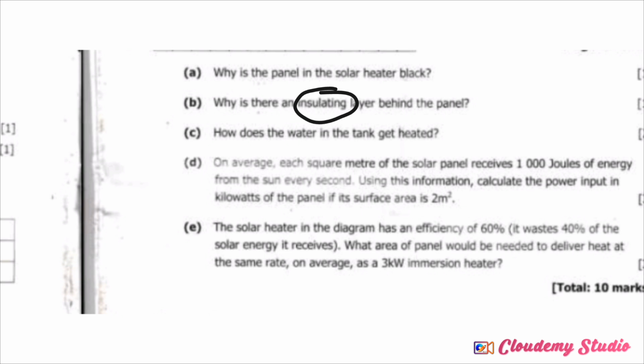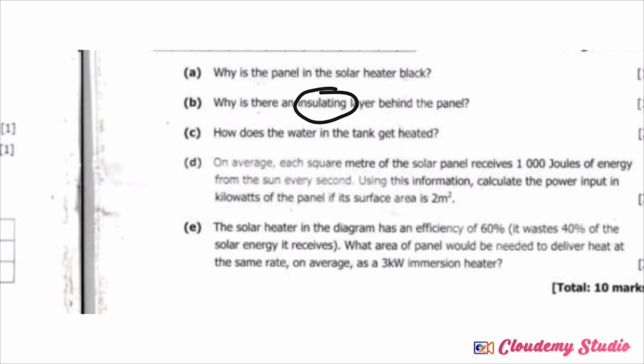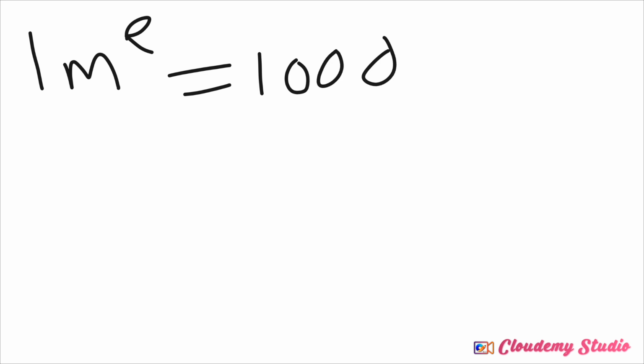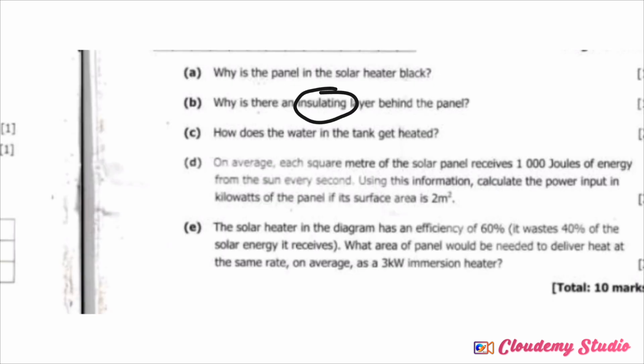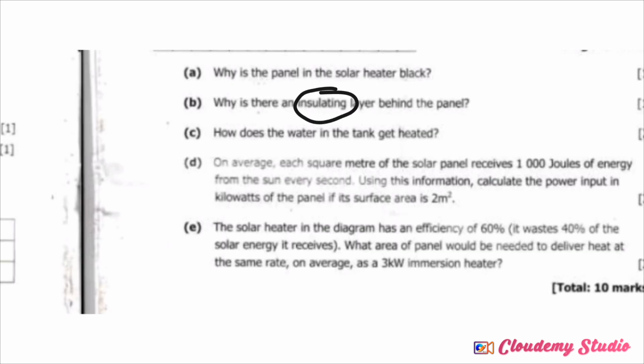Then B. Oh, B is already done. C is done. Then we go to D. On average, each square meter of the solar panel receives 1000 joules. Mathematically, 1 square meter is receiving 1000 joules of energy from the sun every second.